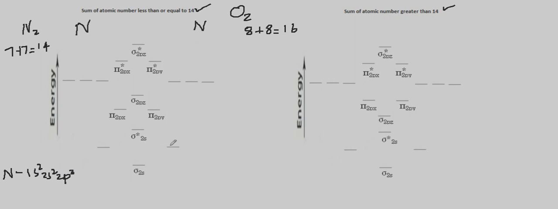In this case we have left out sigma 1s and sigma 1s star. I hope you understand the reason why. So we are just marking the other atomic orbitals. We have just marked them. So now we're going to construct the molecular orbital diagram. We're going to fill up the electrons in the atomic orbitals first.